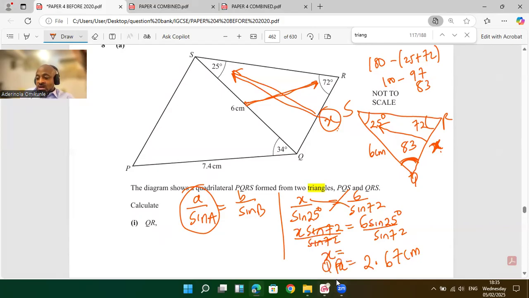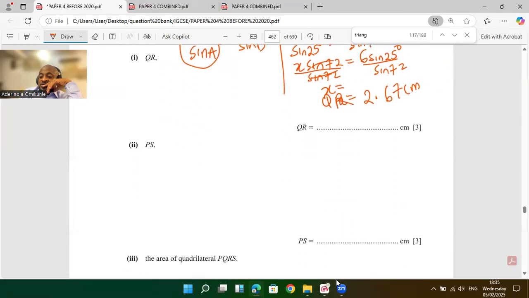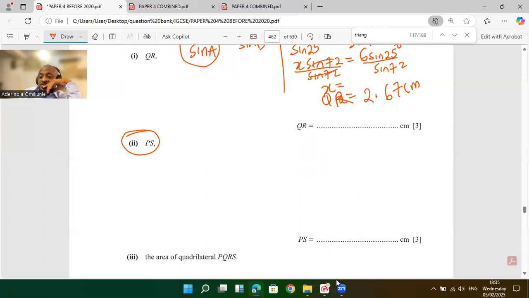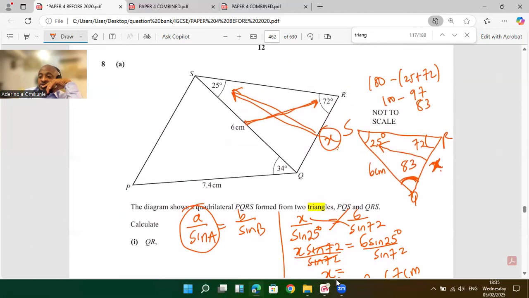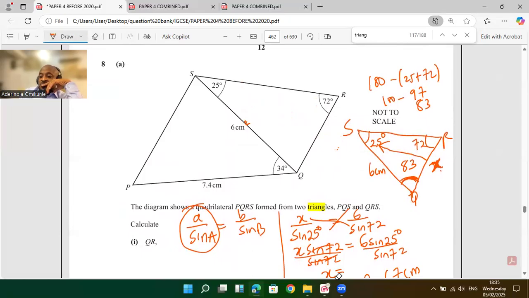Okay, so what's our QR? Our QR is equal to 2.67 centimeters. Okay, so the first question is gone. The next one is find PS. So we got this place as 2.67, so let me just write it here. Here we got 83. Okay, so we want to find PS.